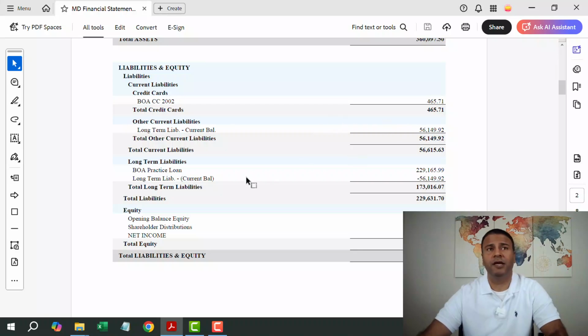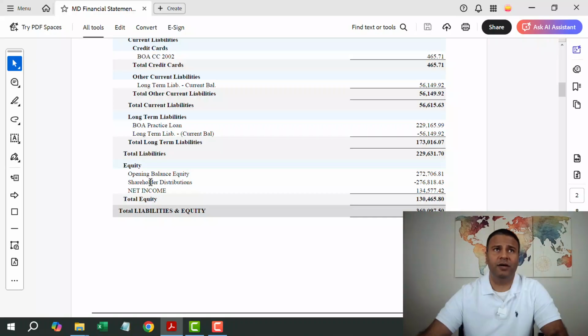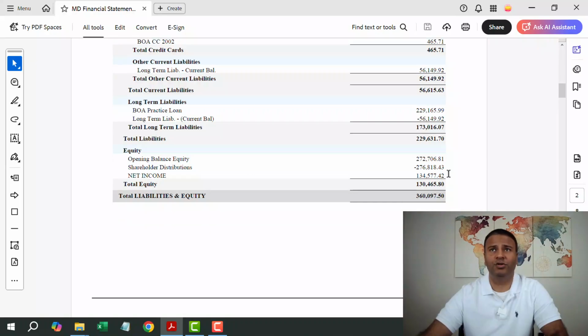Moving along, we have the equity section. The equity section shows that the opening balance equity for this entity was $272,000. The shareholder has taken distributions of about $276,000. Now this might be in the form of cash, or if they paid some personal expenses through the entity, which is highly not recommended, but if they did happen to pay some, that would be included in the shareholder distributions as well.